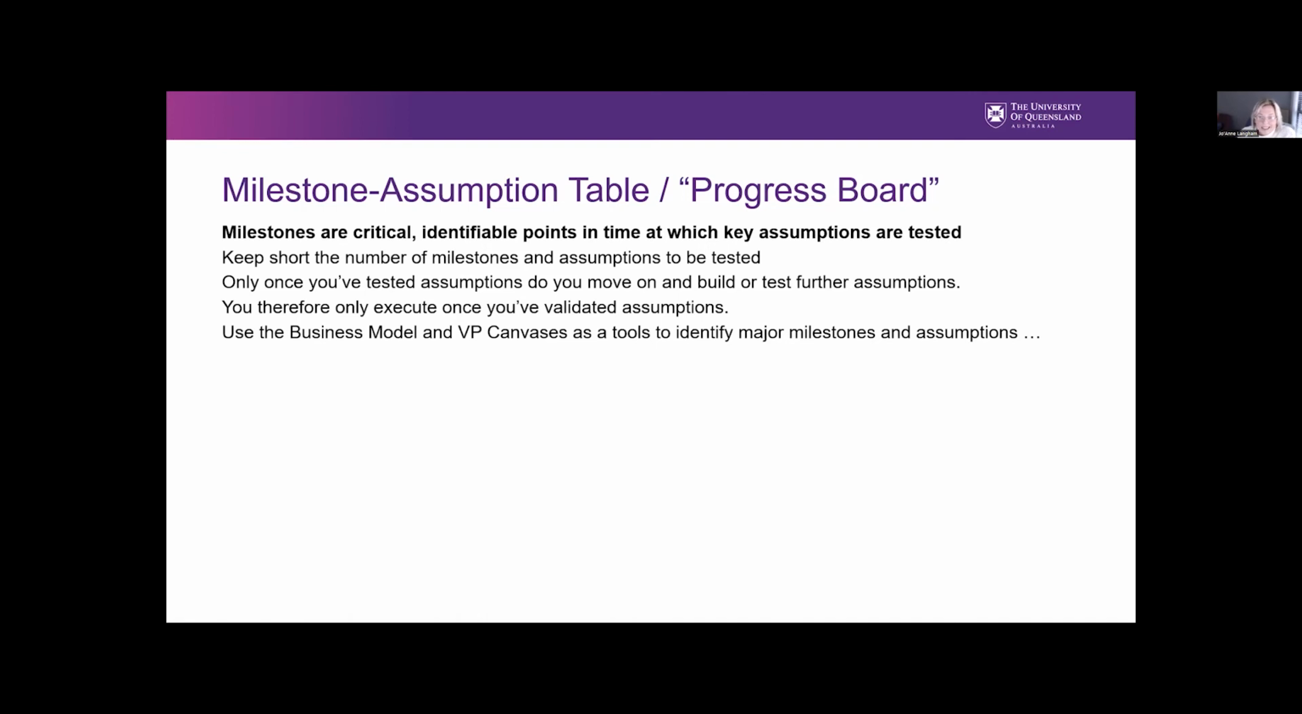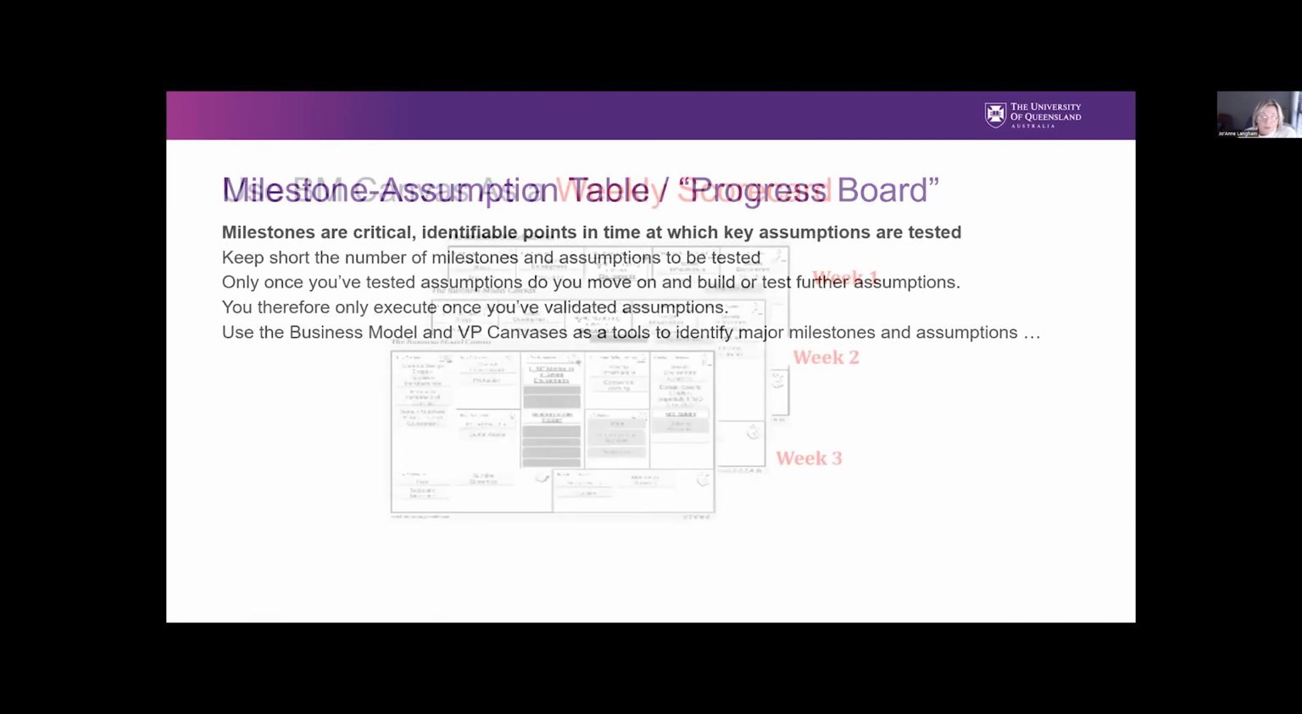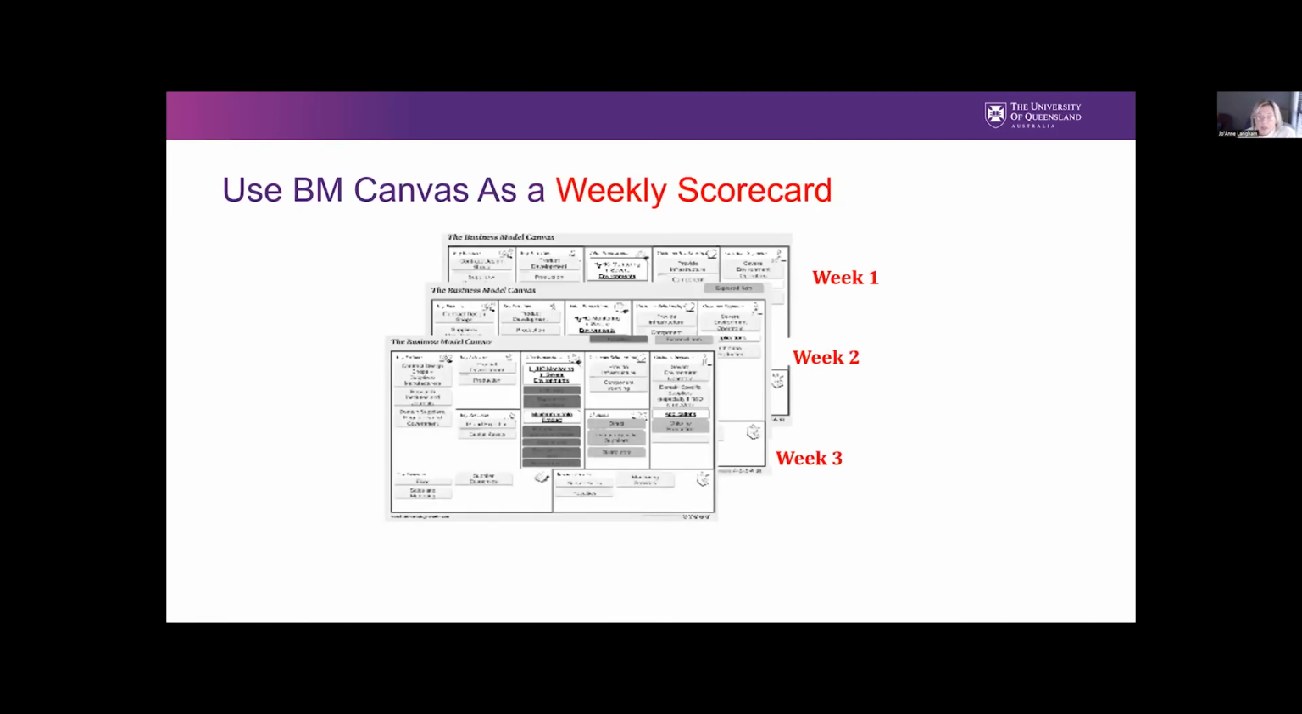You should only execute, actually, as in build out, once you've been able to validate those assumptions and make sure that you are on the right track. You can use the business model canvas to then, therefore, test some of these and actually plan this out. So, for example, it can be not just a single static canvas. It could be something that's used week after week as you're actually going through the process and testing your hypothesis. So you can see here that we've got it displayed as a weekly scorecard.